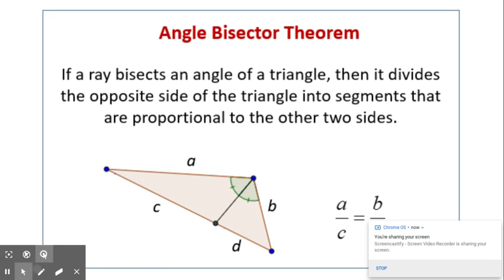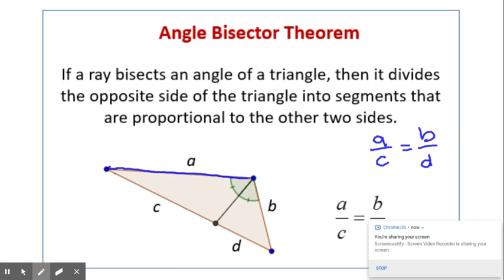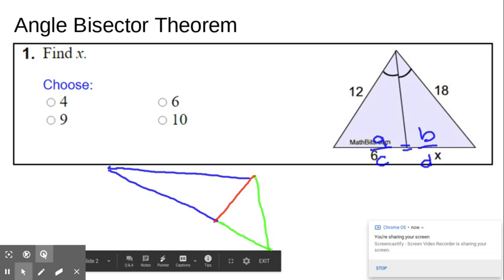You can't see it very well, so I will rewrite it over here. The proportion we have is A over C equals B over D. So the left side of the triangle over the left segment is equal to the right side of the triangle over the right segment that's created when this angle bisector comes down and intersects this bottom side. So that's the proportion that we have. Now let's try to apply it to solve some problems.